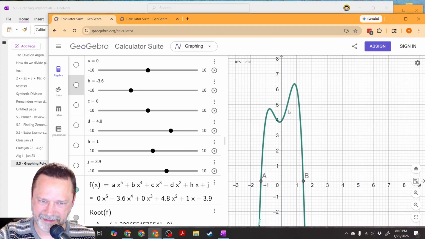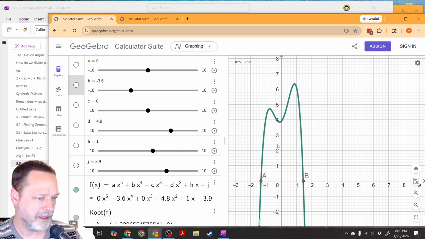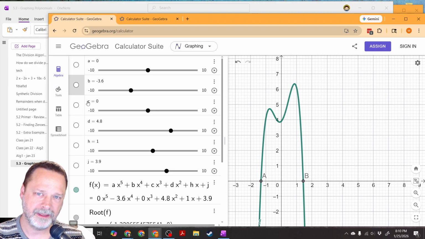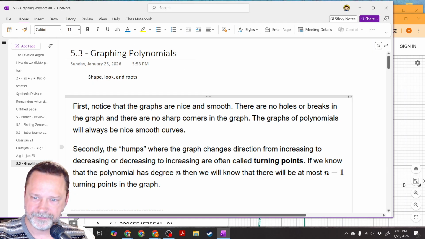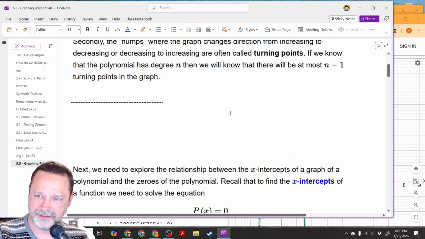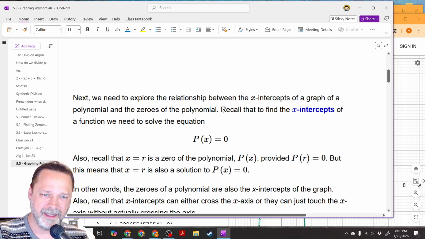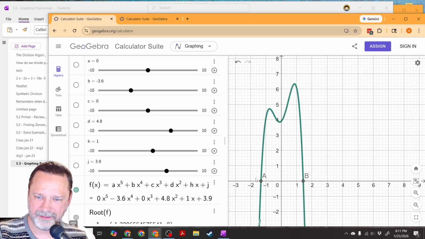There's our quartic again. All right. So, now that we got to look at those, let's see what else I wanted to go over with you guys. Okay, so we got an idea. We know what these look like, right? We talked about the turning points. We talked about the roots. So we do have roots here.